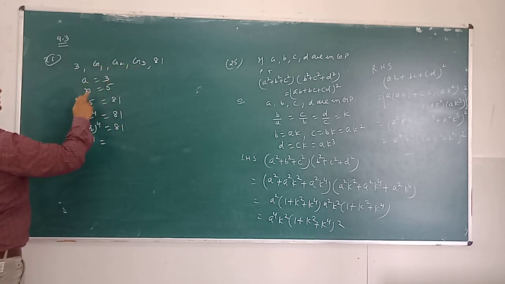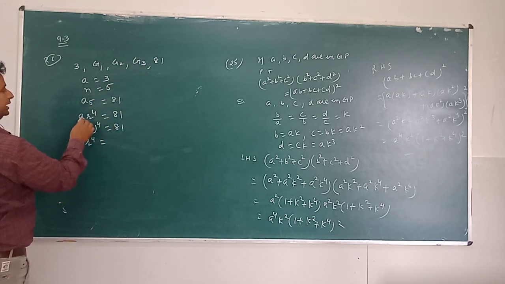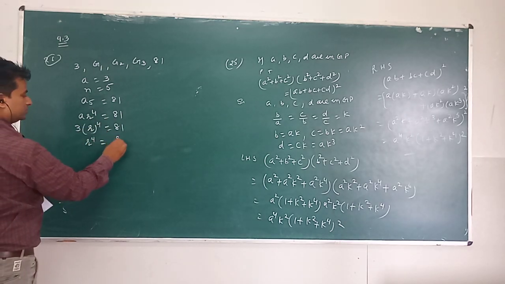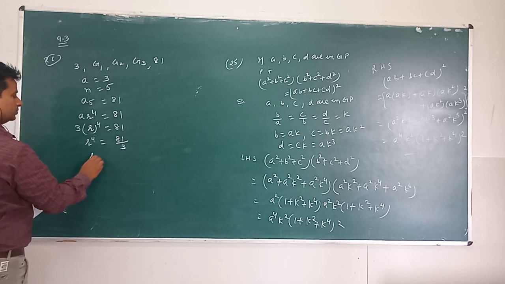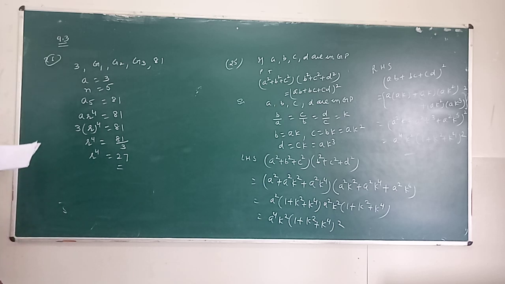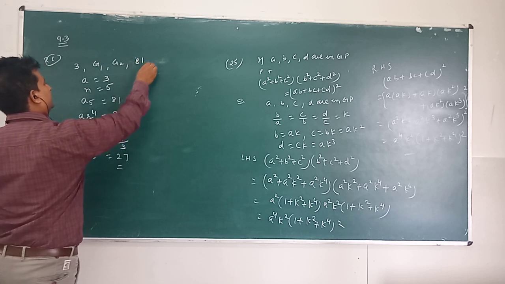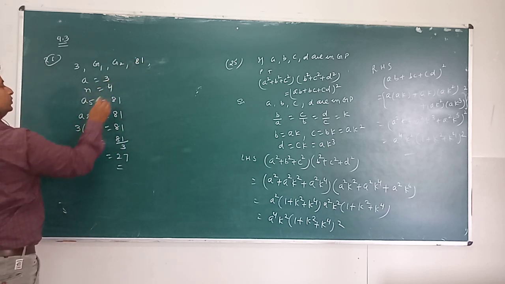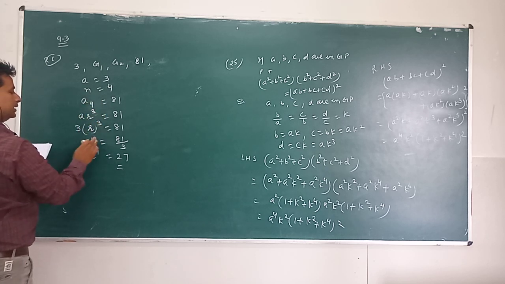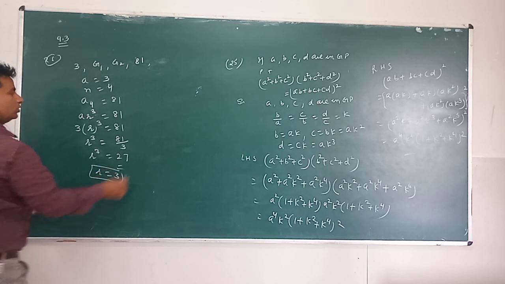Here a is 3. The number of terms is 5. So the last term a5 is 81. a5 is ar⁴. Here a is 3. So 81 upon 3. So r⁴ is 27. Wait, there are 2 geometric means between 3 and 81, so the number of terms is 4. This is a4. Here r³ is 27. So r is 3. This is the common ratio.